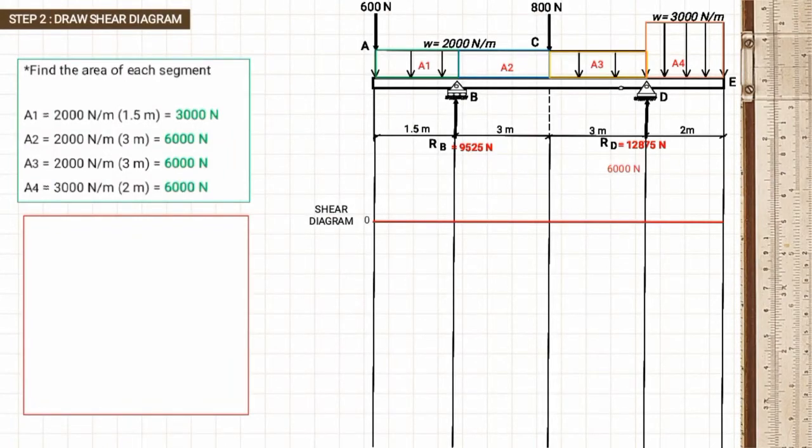After finding the area in each segment, we can now proceed in drawing the shear diagram. As we can see in point A, there is a 600 Newton load downward. So from 0, we will go down to negative 600 Newton. Then after, we are going to add the area 1. So negative 600 Newton plus negative 3000 Newton is equal to negative 3600 Newton, and that will go downward to B.